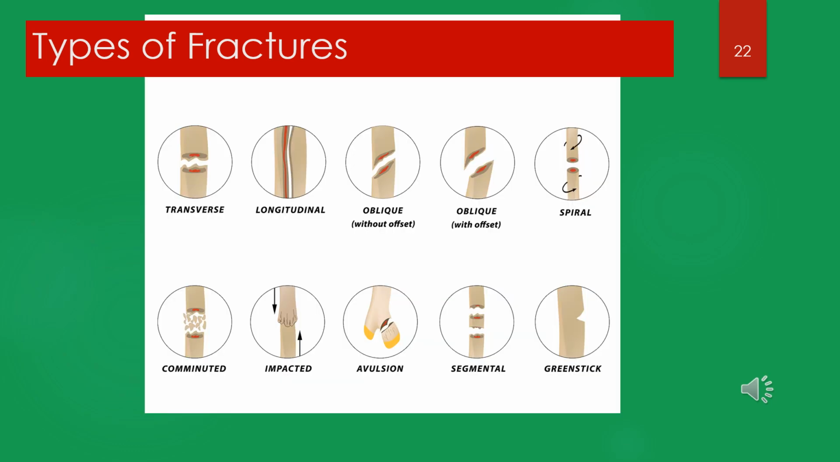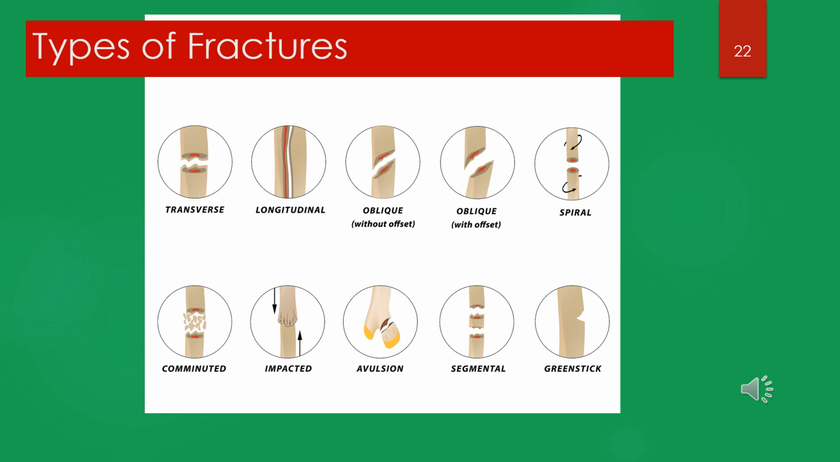Transverse fracture. A horizontal fracture across a bone. Longitudinal fracture. Fracture runs the length of a bone. Oblique fracture. Fracture forms a diagonal line across the bone. Spiral fracture. The fracture takes a helical path around the bone's long axis, common in twisting injuries. Comminuted fracture. The bone is broken into 3 or more pieces and fragments are present at the fracture site.